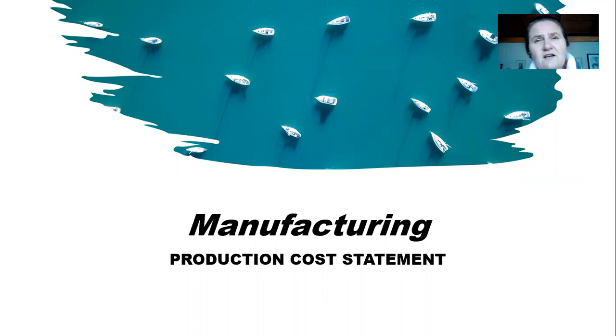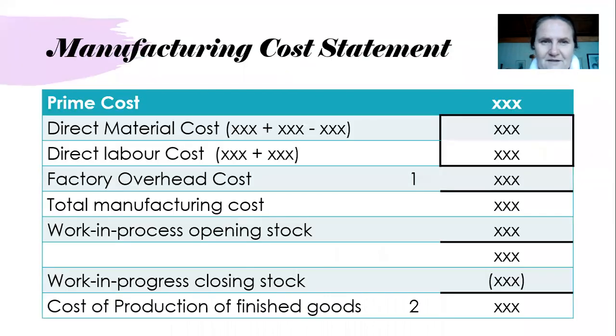So the production cost statement is another word for work in progress. Don't make it more complicated than that. It's the same thing, it just looks different. All right, so here we go. The manufacturing cost statement, like all other statements, has a who, a what, and a when. It's done for a period, so it's for the year ended, for the month ended, etc.